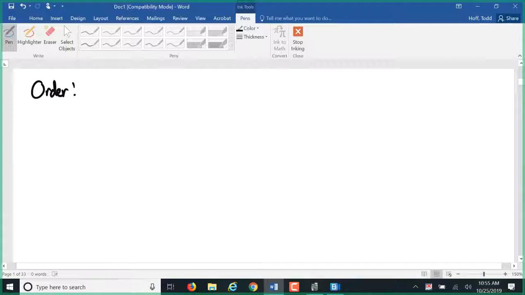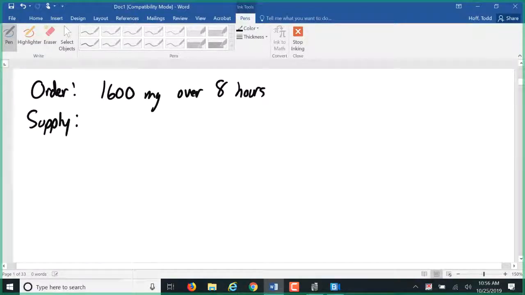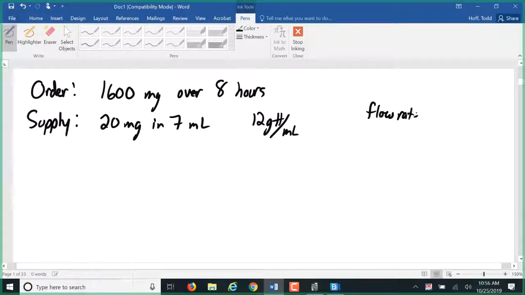So if we have an order for 1,600 milligrams of medication to be administered over, let's go 8 hours, and our supply has a label saying 20 milligrams in 7 milliliters, and drop factor 12 drops per milliliter. We're going to be finding our flow rate in drops per minute.